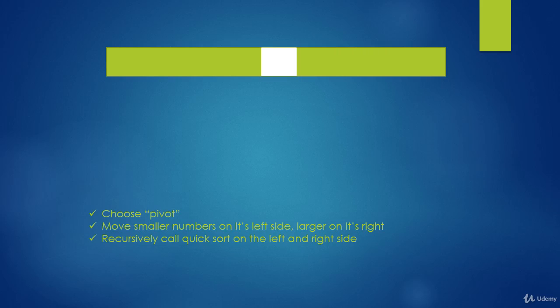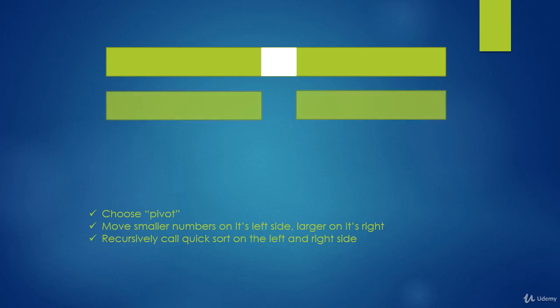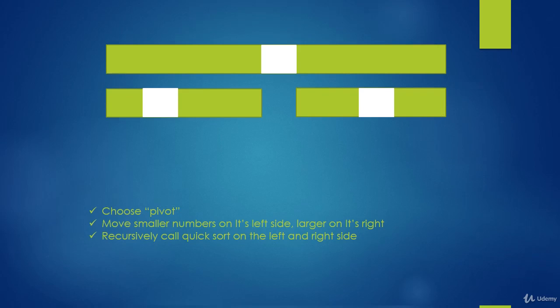Okay, but the smaller and larger numbers are still unsorted. Yes, they are, but we will recursively call quicksort on the smaller and bigger part, and we stop when we have at most one number in our part. So let me show you an example.